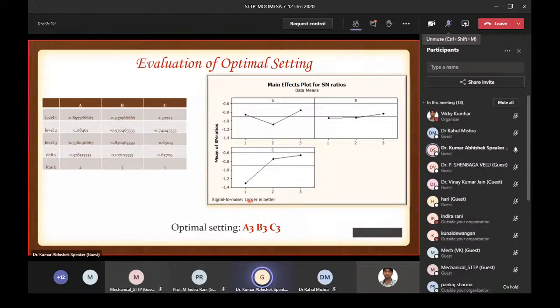टू नॉइज रेशियो में कन्वर्ट कर दिया, तब आपको जो भी उसमें वैल्यू आएगी, तो अगर आप सिग्नल टू नॉइज रेशियो वैल्यू को सिर्फ देखेंगे तो उसमें आपको हायर जो सिग्नल टू नॉइज रेशियो वैल्यू आएगी आप उसको प्रीफर करेंगे। ठीक है, तो अगर यहाँ स्मॉलर इज द बेटर भी लिखा रहता तो आपकी ऑप्टिमल सेटिंग एज इट इज A3, B3 और C3 ही रहती। Am I clear or not?